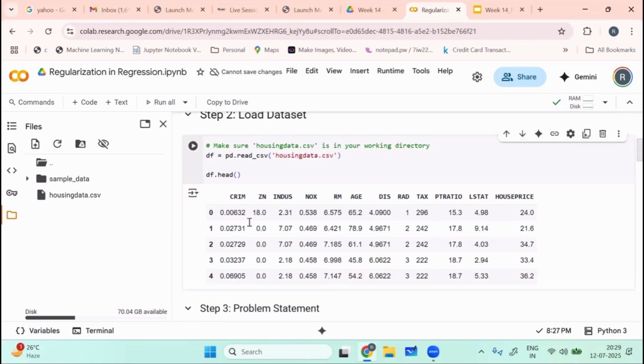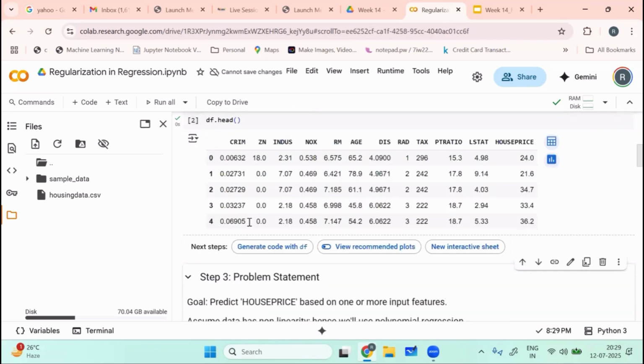So let's see whether the data is there or not. I just run that. The crime rate to house price, we have all the variables. Okay, that's it.